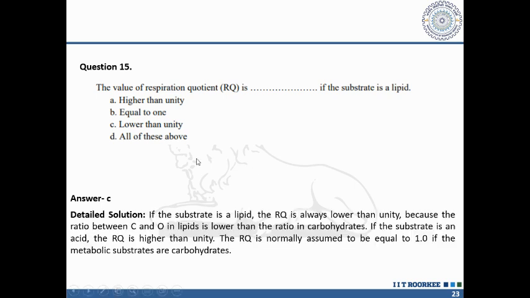If the substrate is liquid, the respiration quotient is always lower than unity, because the ratio between carbon dioxide and oxygen in liquid is lower than the ratio in carbohydrate. If the substrate is an acid, the respiration quotient is higher than unity, and the respiration quotient is normally assumed to be equal to 1 if the metabolic substrate is carbohydrate. So your substrate is a liquid, so your respiration quotient will be lower than 1. This is your answer.